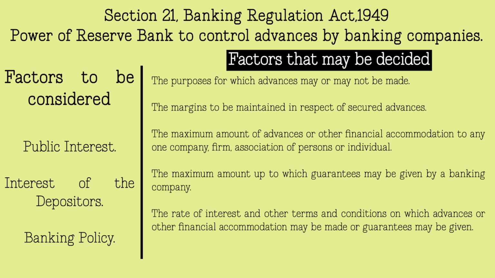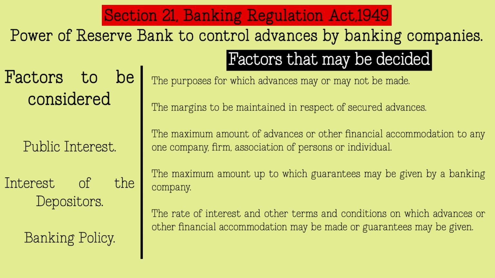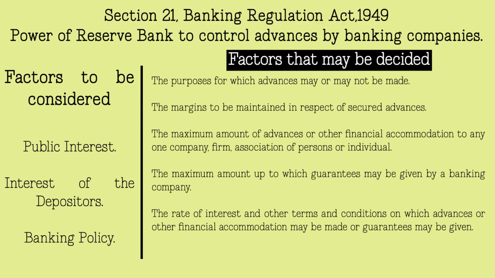Now, the basic question that may come into your mind is, what are these sections all about? As per Section 21 of the Banking Regulation Act 1949, the Reserve Bank has the power to control the advances by the banking companies. And in this regard, they consider mainly three factors. Number one, the public interest. Number two, the interest of the depositors. And number three, the banking policy. Now, these three are very important for you to remember.